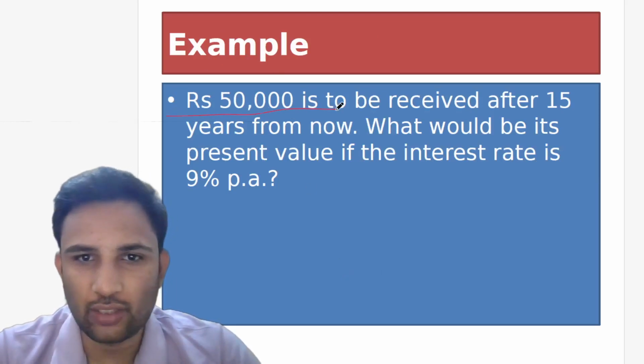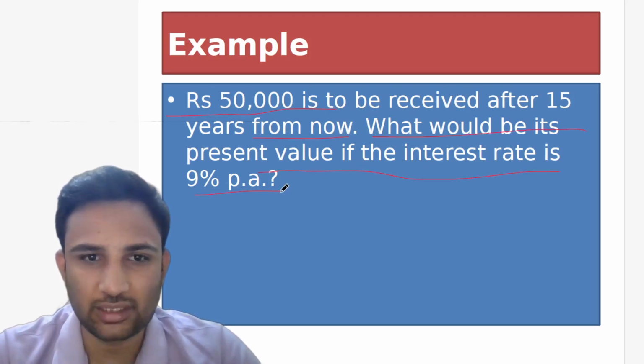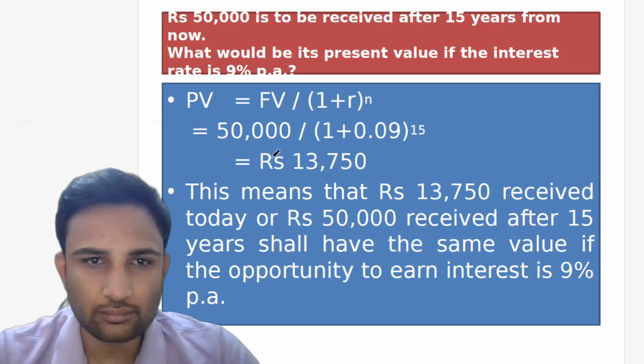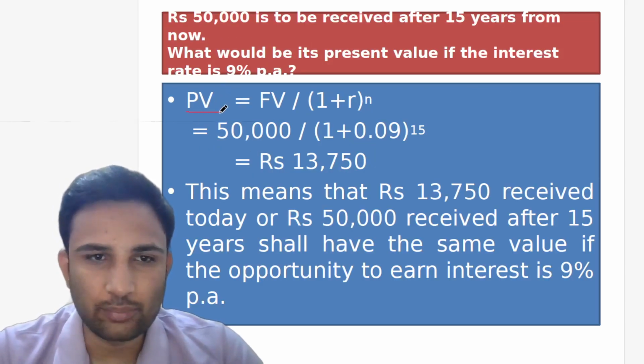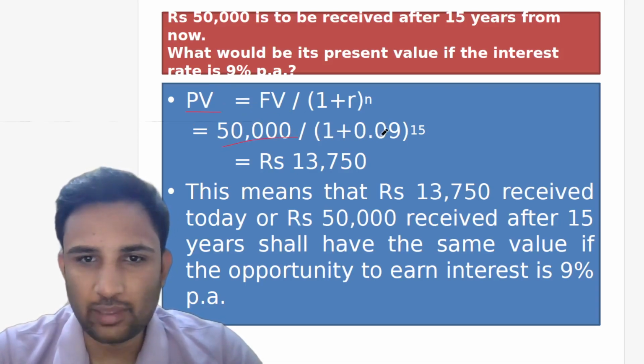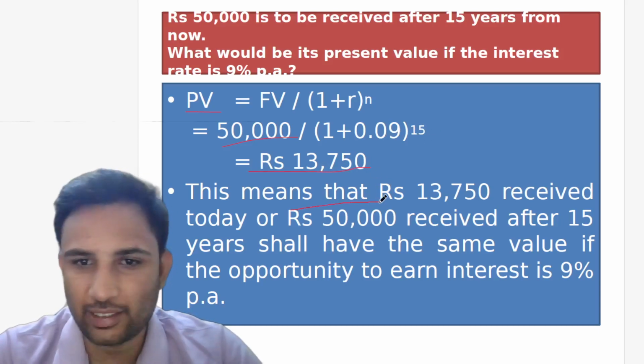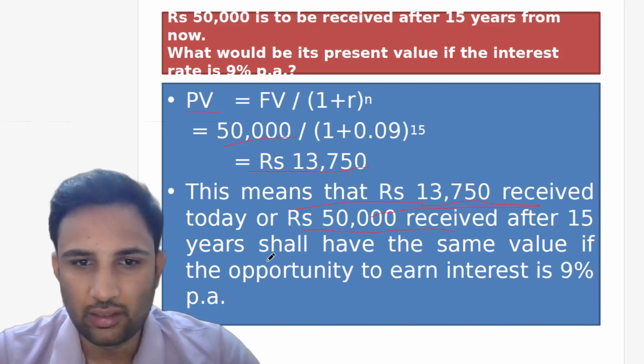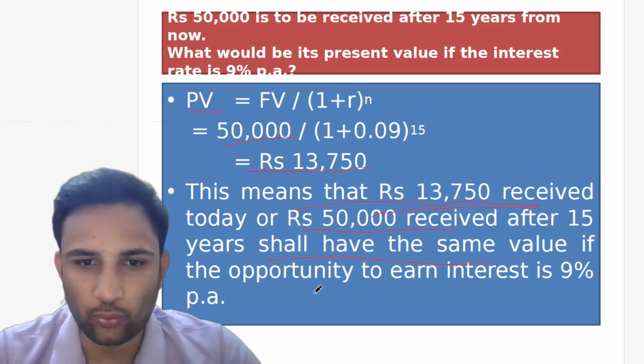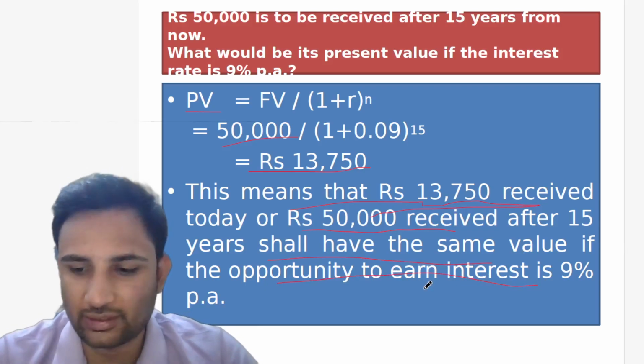For example, rupees 50,000 is to be received after 15 years from now. What would be its present value if the interest rate is 9% per annum? So present value equals future value, that is 50,000 rupees, divided by 1 plus 0.09 to the power of 15, that is 13,750. This means that rupees 13,750 received today or rupees 50,000 received after 15 years shall have the same value if the opportunity to earn interest is 9% per annum.